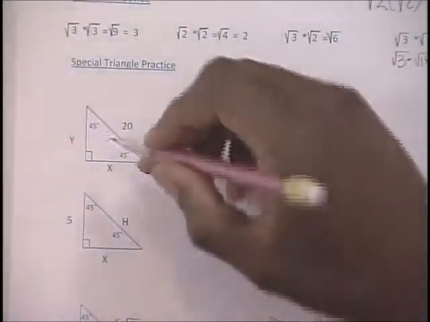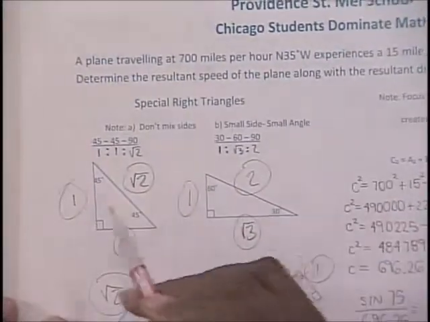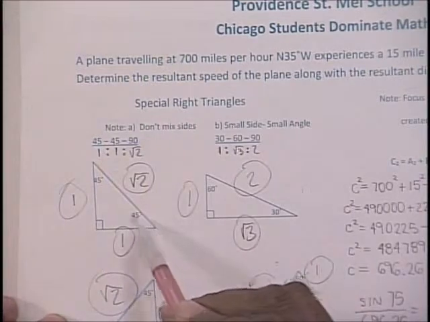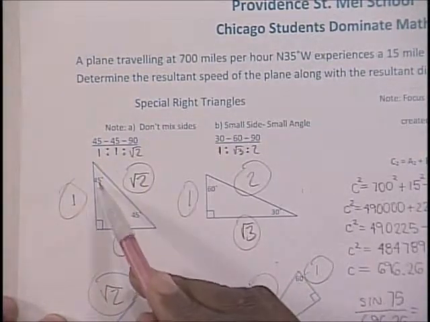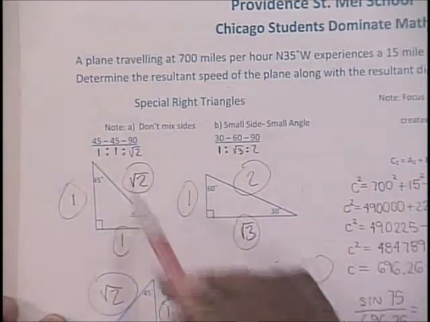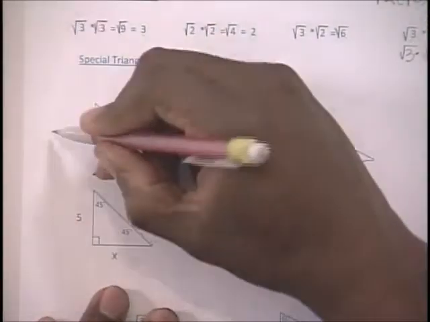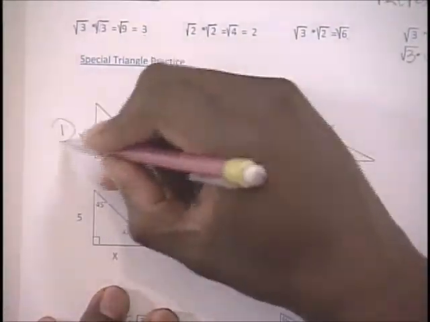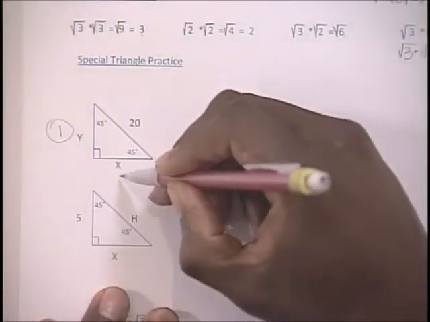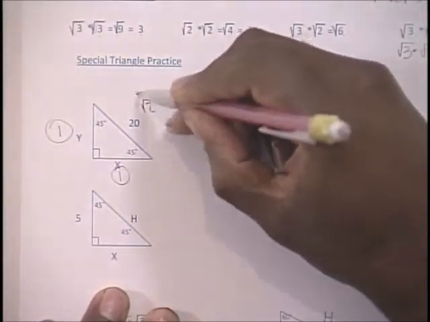The first thing I told you was that when you have a 45, 45, 90 triangle, across from the 45, put a 1. Across from the other 45, put a 1. And at the hypotenuse, put a radical 2. All right, so let's do that. Across from this 45, the ratio is 1. Across from this 45, the ratio is 1. And across from the 90, the ratio is radical 2.